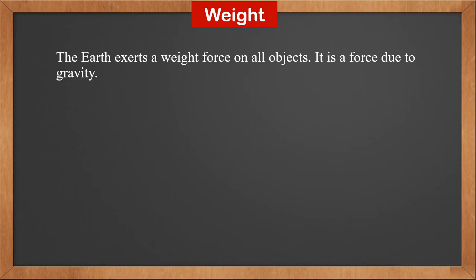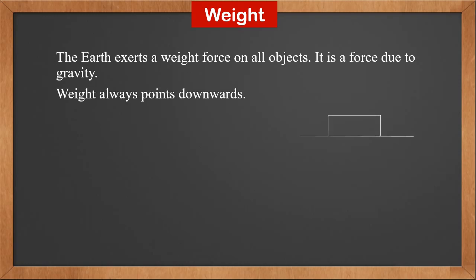The Earth exerts a weight force on all objects. It is a force due to gravity. Weight always points downwards. For example, this is an object sitting on a table. The weight of this object points downwards and is labeled as W.